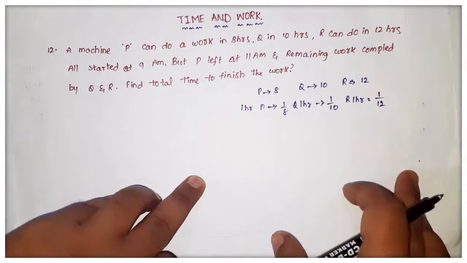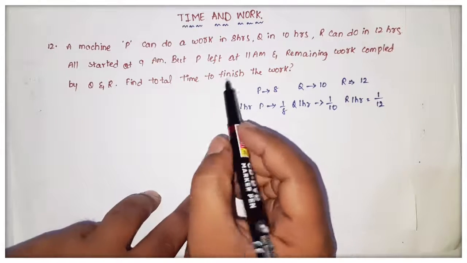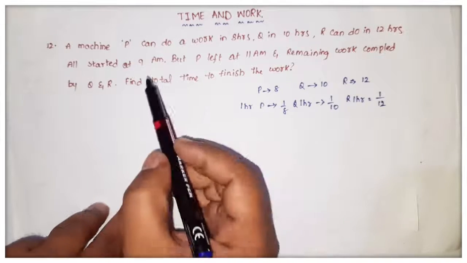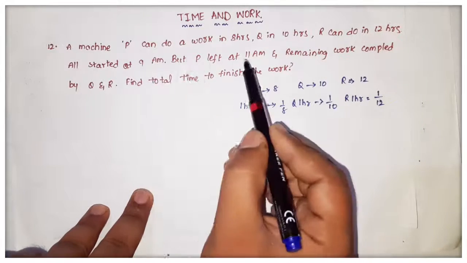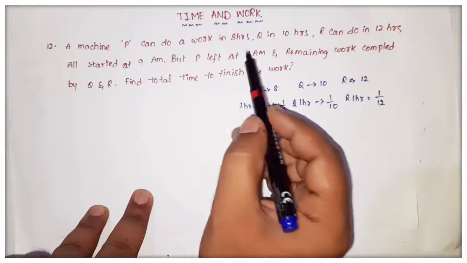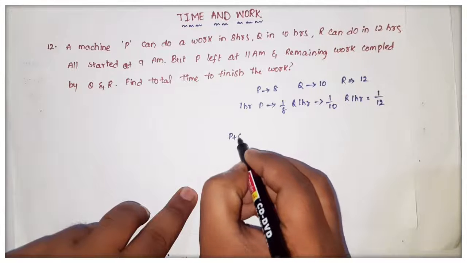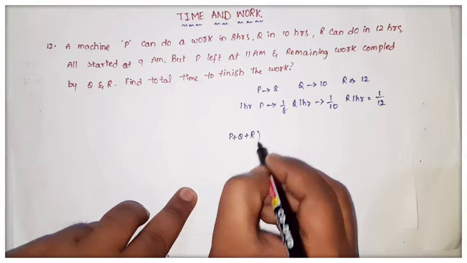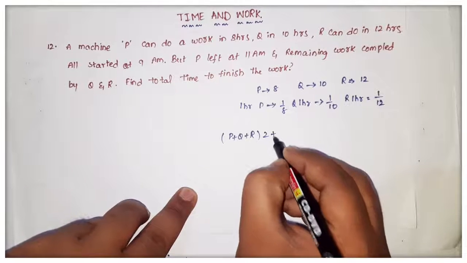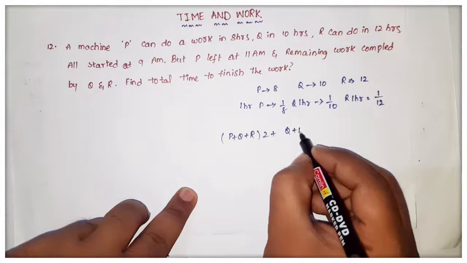Okay, after that, how many hours have they worked together? They started at 9 a.m. and P left at 11 a.m. How many hours between 9 and 11? 2 hours. So they have worked for 2 hours, and the remaining work was completed by Q and R.